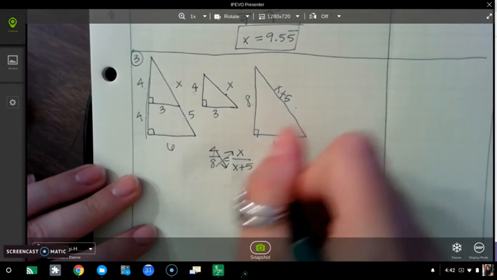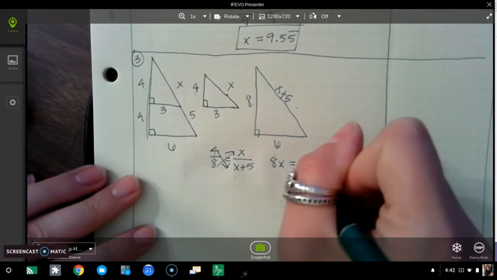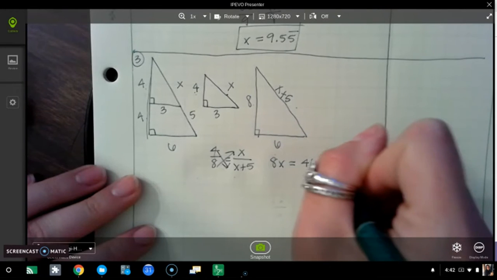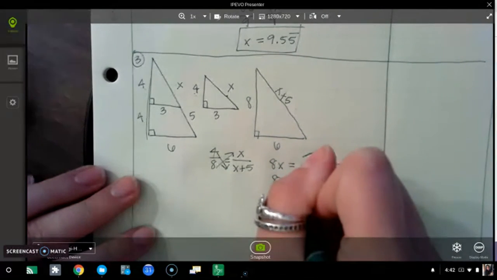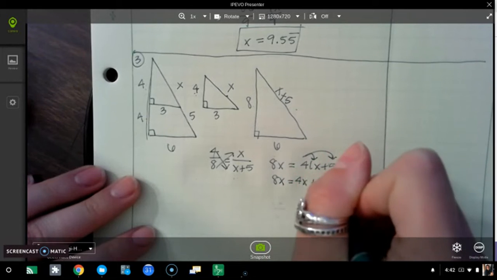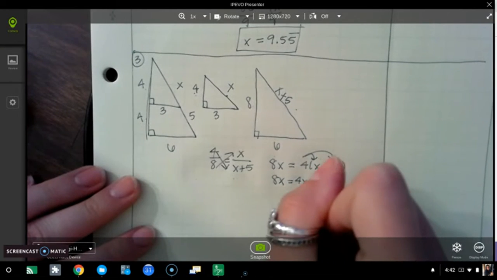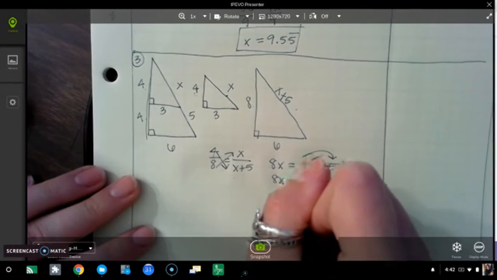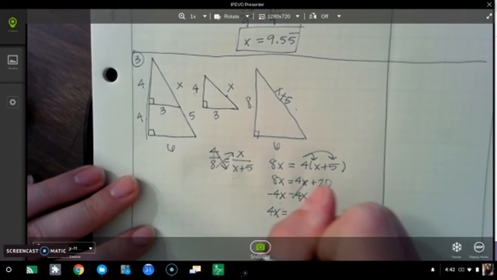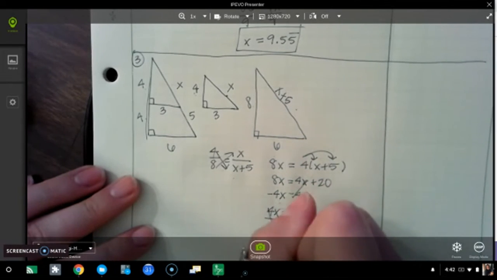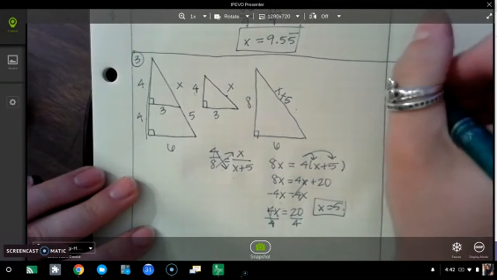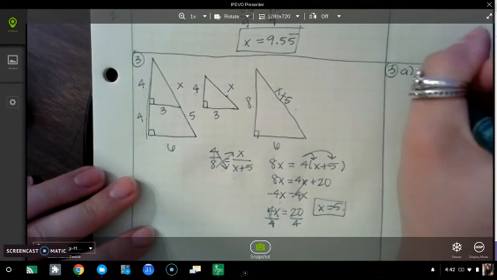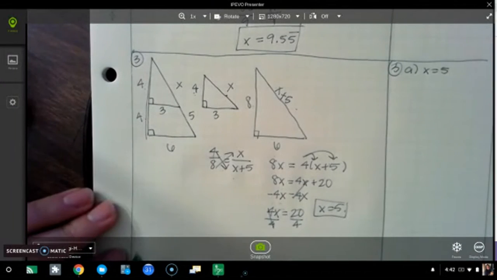Cross multiply, you're going to get 8x is equal to 4 times x plus 5. Distribute your 4 to both terms, you get 8x equals 4x plus 20. Subtract 4x from both sides, you're going to get 4x equals 20. Divide by 4 on both sides, x equals 5. That was for 3a, x equals 5.